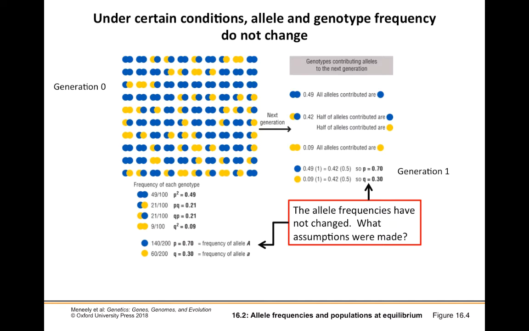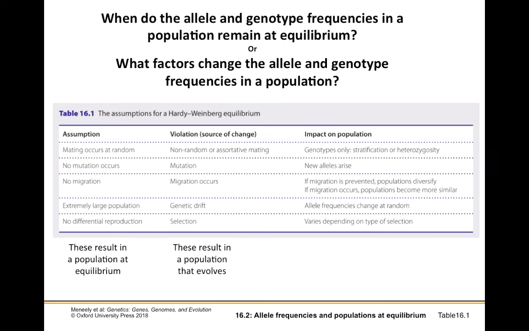But that only happens if you make certain assumptions. And you guys have talked about this in lab, and I do use slightly different language than Dr. Reynolds does when I talk about this, but we're basically both saying the same thing. One of these assumptions is that mating is random, and so the assumption is that mating occurs at random. If there's non-random or assortative mating, then genotype frequencies and allele frequencies will be altered.